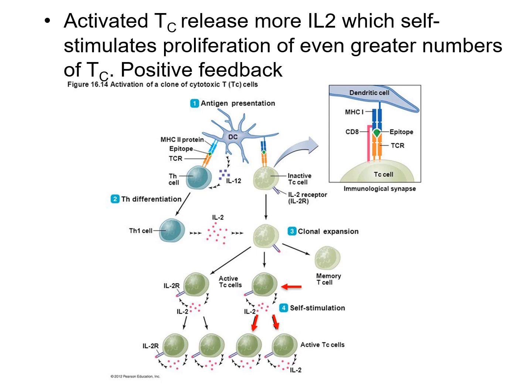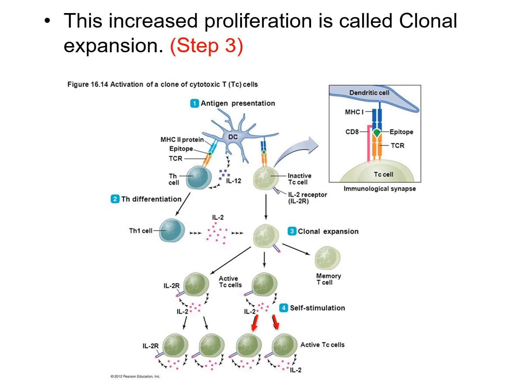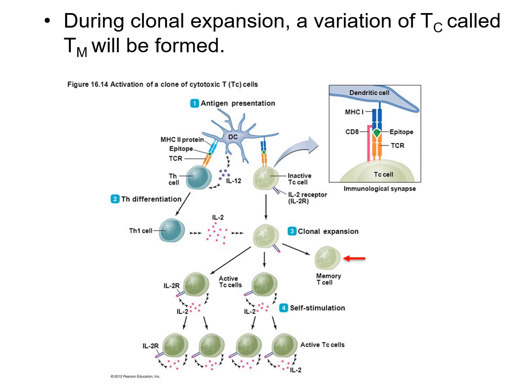And that followed the arrow number 4, self-stimulation. This increases proliferation, and it is called clonal expansion. During clonal expansion, a variation of cytotoxic cells will be formed. So we went from 5 to 5,000 cytotoxic cells, and let's say 5% of them are converted into memory cells.